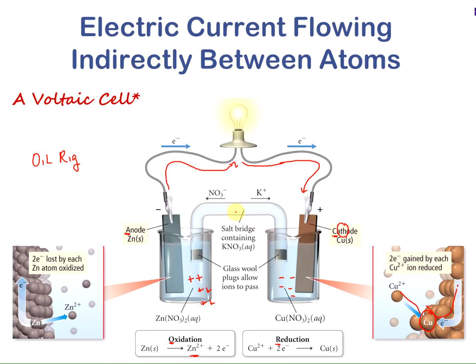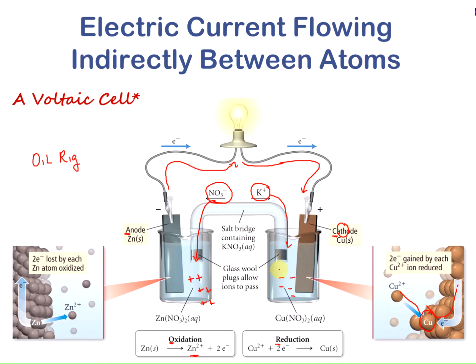And so the nitrate portion of the potassium nitrate will flow through to the anode end to balance out the positive charges that are building up. And the potassium ions will flow to the cathode side to balance out the negative charges that are left behind by the nitrate. So the salt bridge is there to balance out the charges in the two solutions to protect the electroneutrality between the two.